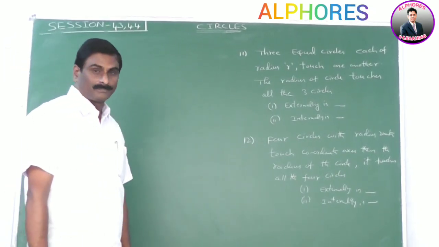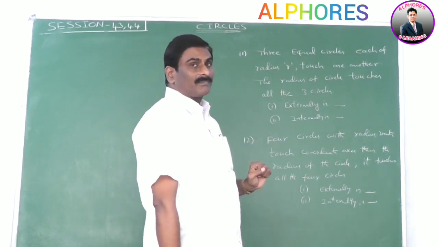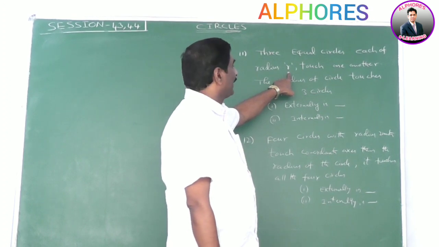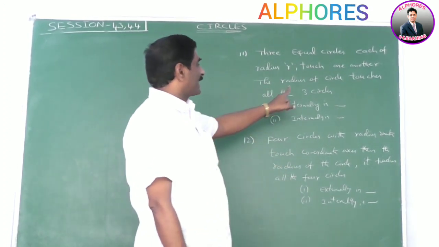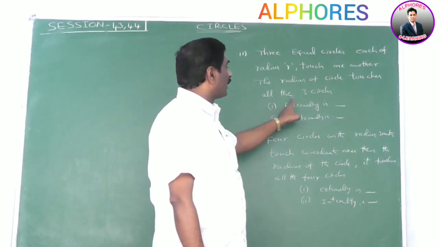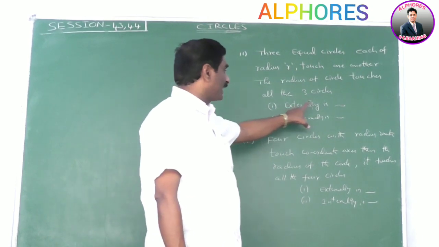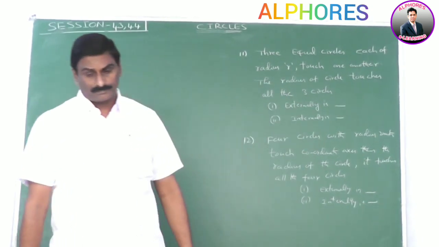Next, 11th one. Three equal circles, each of radius r units, touch one another. The radius of the circle that touches all the three circles: first one externally is dash, second one internally is dash.